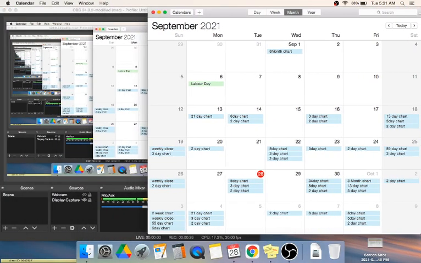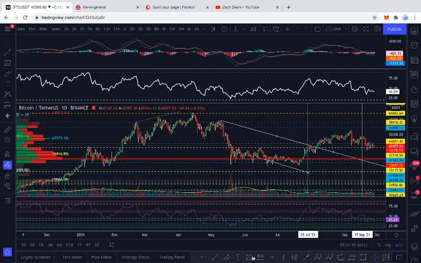Here's our calendar that we got. We got the 34-day chart that's also going to close with the monthly chart. And so let's go right to the charts. Today what I want to talk about is going to be the RSI patterns in the market.